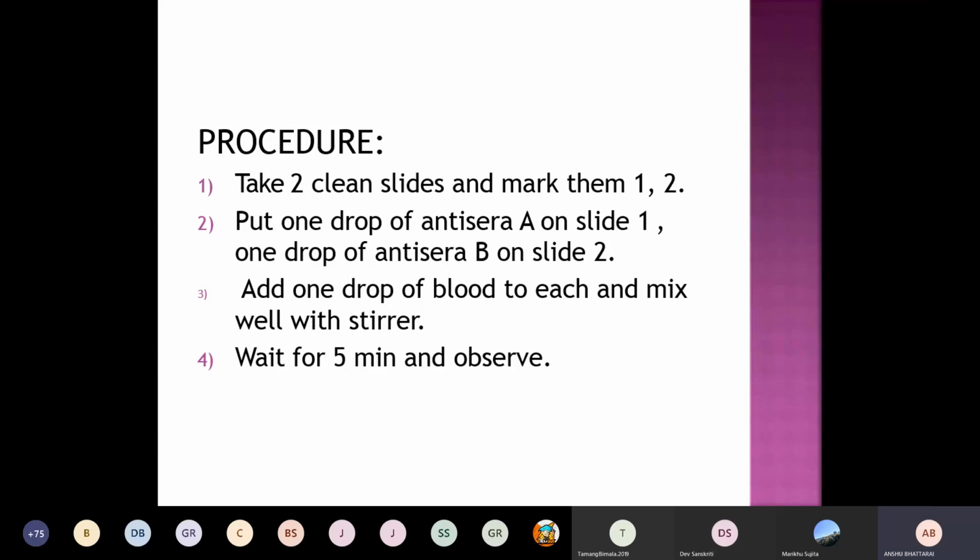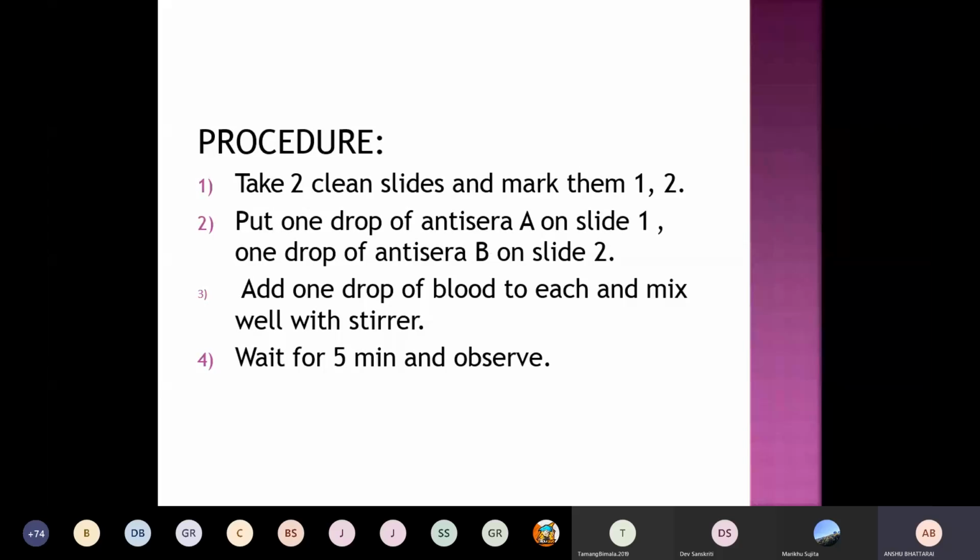After that, we place the anti-sera on each of the glass slides. So we have 3 glass slides. We mark one of them A, another one B, and another one D. On the one marked A, we place a drop of anti-A anti-sera. On the one marked B, we place a drop of anti-B anti-sera. And on the one marked D, we place anti-D anti-sera. Then we wait for a while, about 2 to 3 minutes should be enough, sometimes about 5 minutes.